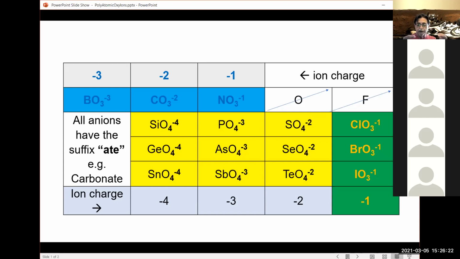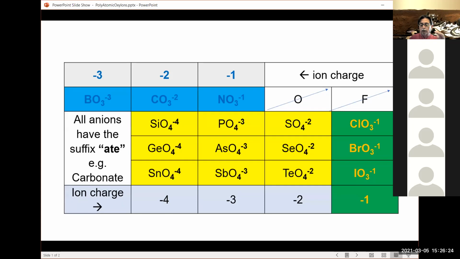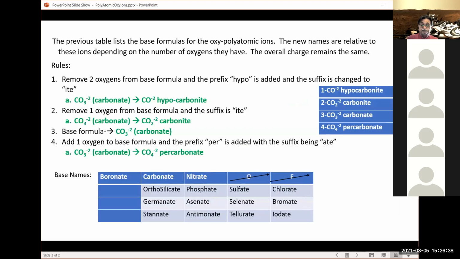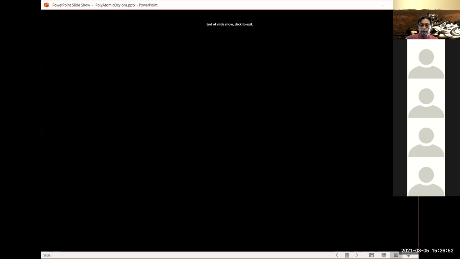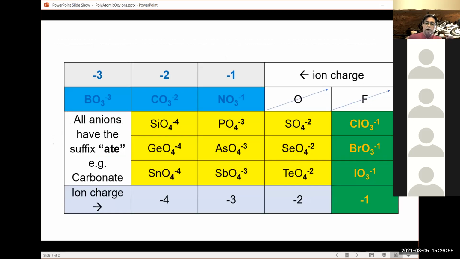And then we go from there, either losing or gaining, I keep saying electrons, losing or gaining oxygens. And we change the name accordingly. But the charge for the polyoxy anions still remains the same, okay? We don't change the charge. It's still, like, for example, the carbonate, all remain -2. The only thing that changes is the number of oxygens and their respective name. Okay? All right.